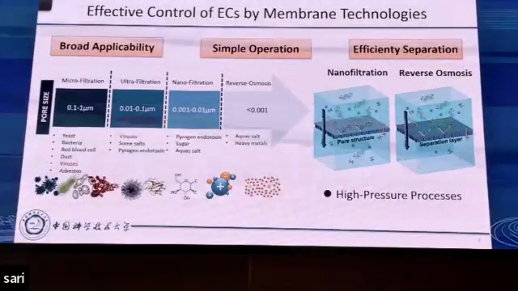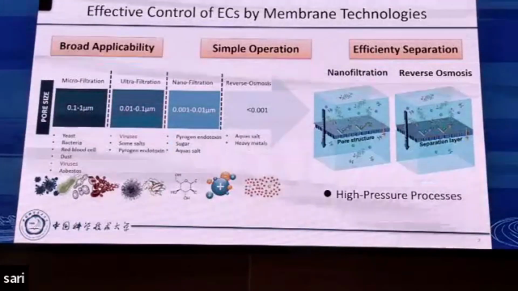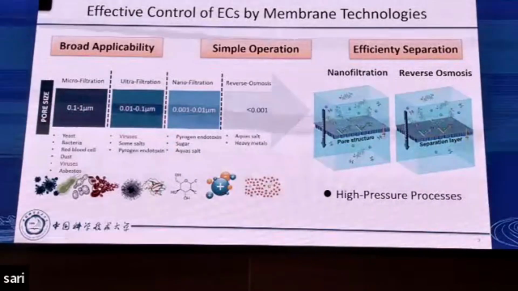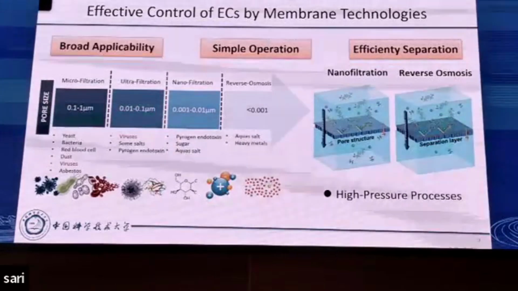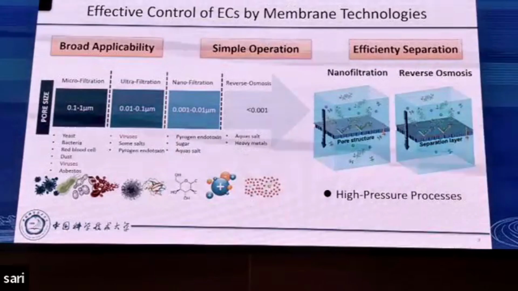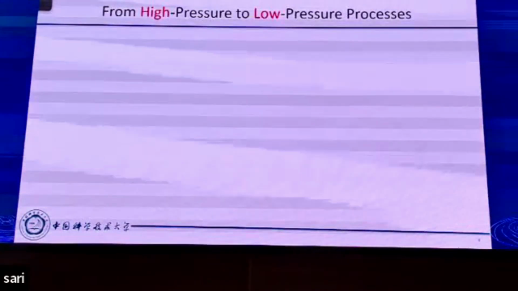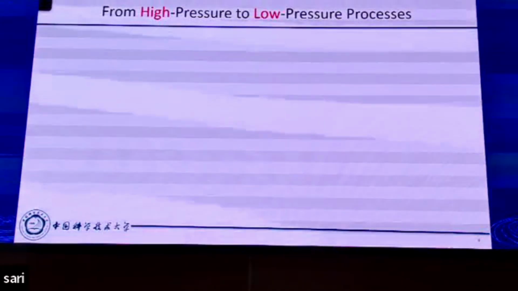Because today in this room, I think we have a lot of people doing RO and NF, I'm not going to talk about a lot of disadvantages. I just want to show another avenue, which shows that maybe we can think about some other processes to remove these emerging contaminants. I'm thinking we can move from high pressure processes like RO or NF to low pressure processes.